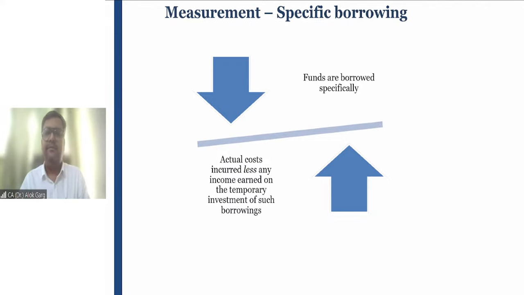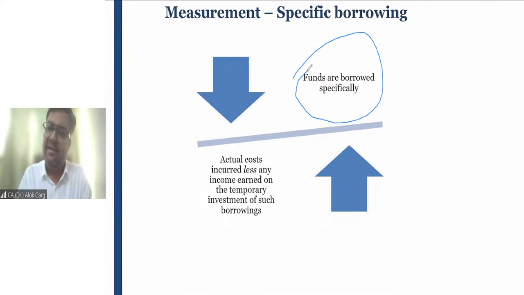What is specific borrowing? For example, you are going to construct a plant, or Airbus is going to manufacture an aircraft. For that plant or for that aircraft, you are taking a loan, right? So this loan is dedicated to that item. The loan is dedicated to either that plant or that aircraft, right? So this loan is taken specifically. The funds are borrowed specifically.